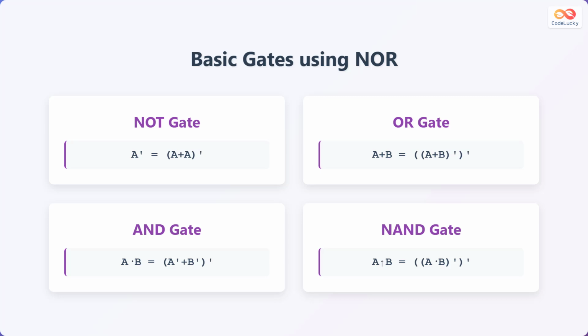To create an AND gate, we use the formula AB equals (A' + B')'. To create a NAND gate, we use the formula A ↑ B equals ((AB)')'.